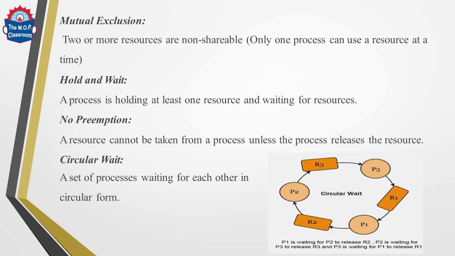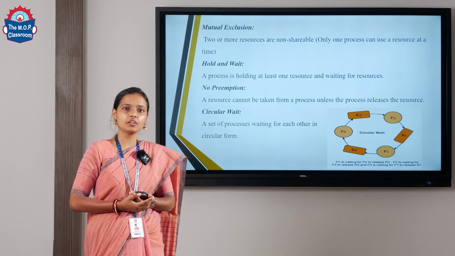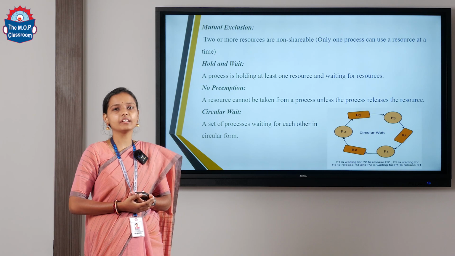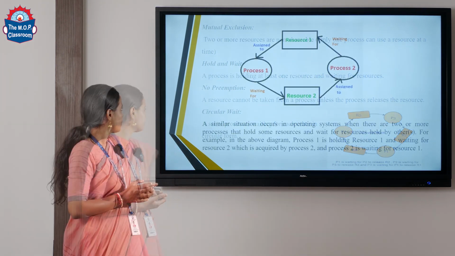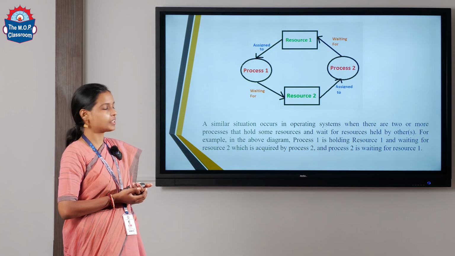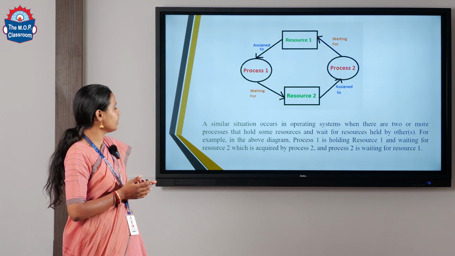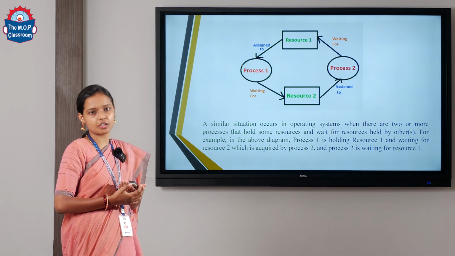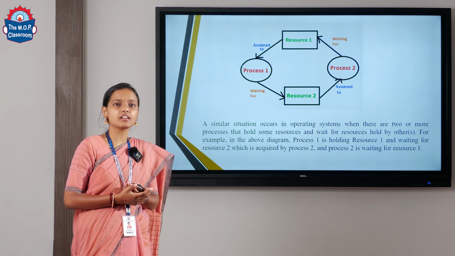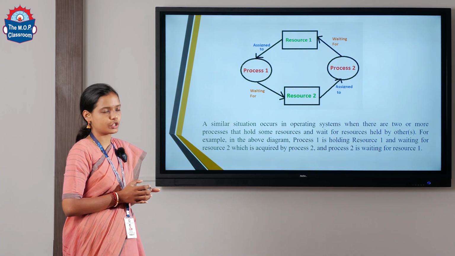The second condition is called hold and wait. Under the hold and wait condition, the process holds one particular resource while it is waiting for another resource held by some other process. In the previous diagram, if you see, process 1 is holding the resource R1 while it is waiting for the resource R2. This is what we call a hold and wait condition.